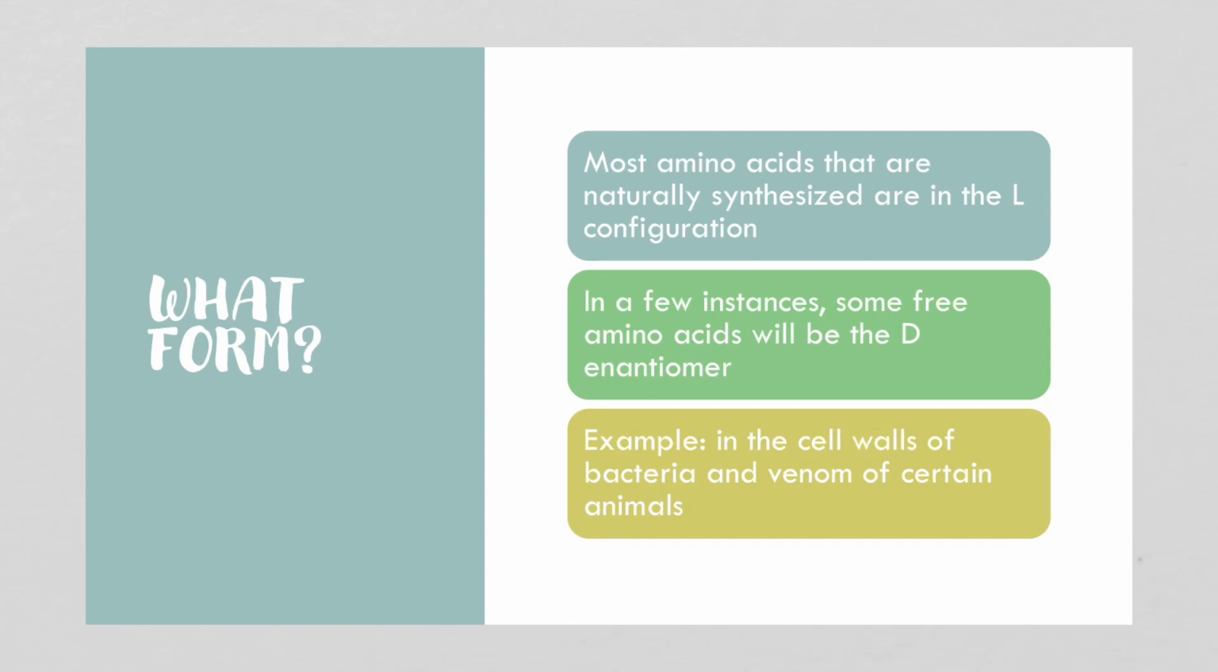So just a note, most amino acids that are built naturally, so within plants or animals, are found in the L configuration, so they're the counterclockwise model, so it goes carboxyl, R group, amino, counterclockwise. There are a few instances where some free amino acids will be the D enantiomer, so then they'll go clockwise. However, they're found in the cell walls of bacteria and the venom of certain animals, so they tend to be toxic for some reason.